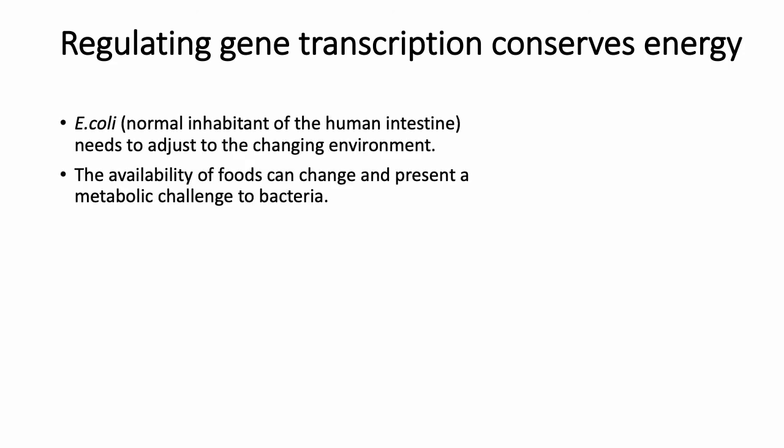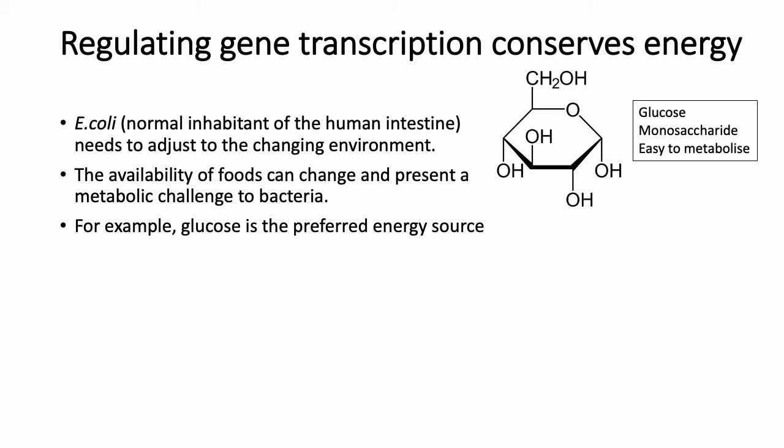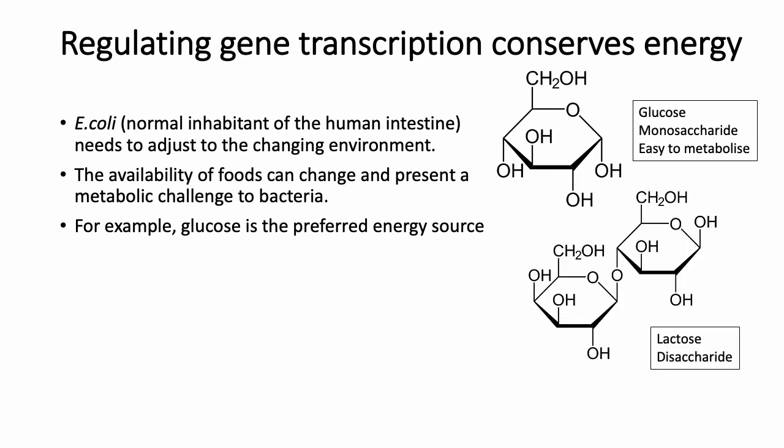Well, E. coli is a normal inhabitant of the human intestine. It needs to adjust to the changing environment, and this means it has to adjust to certain foods. For example, the availability of food such as glucose can change at each meal, and this presents a metabolic challenge to the bacteria. Glucose is normally the preferred energy source. Remember, glucose is a monosaccharide, it's really easy to metabolize. And then lactose is a disaccharide.